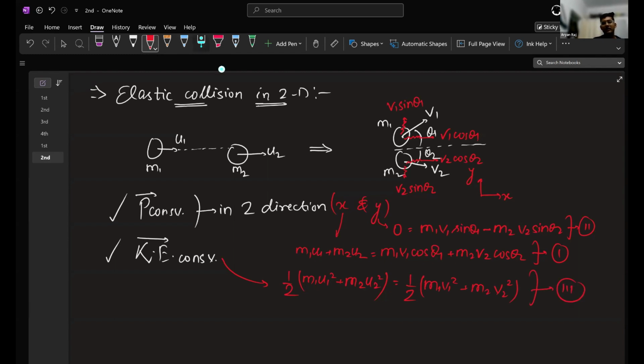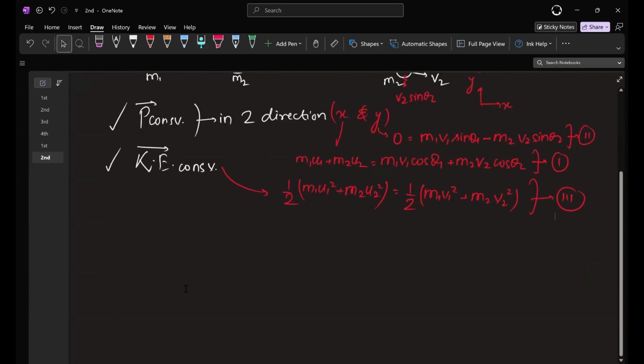So when we solve these three equations, we are going to find out the necessary values. Some values would be given to you and some values you would have to find out. And in order to find those values, this will be your go-to method: apply momentum conservation and apply kinetic energy conservation. But the only difference from the previous condition is that here you will have to apply momentum conservation in both the directions, x as well as y. Any doubts? No. Okay, let's do one question now.